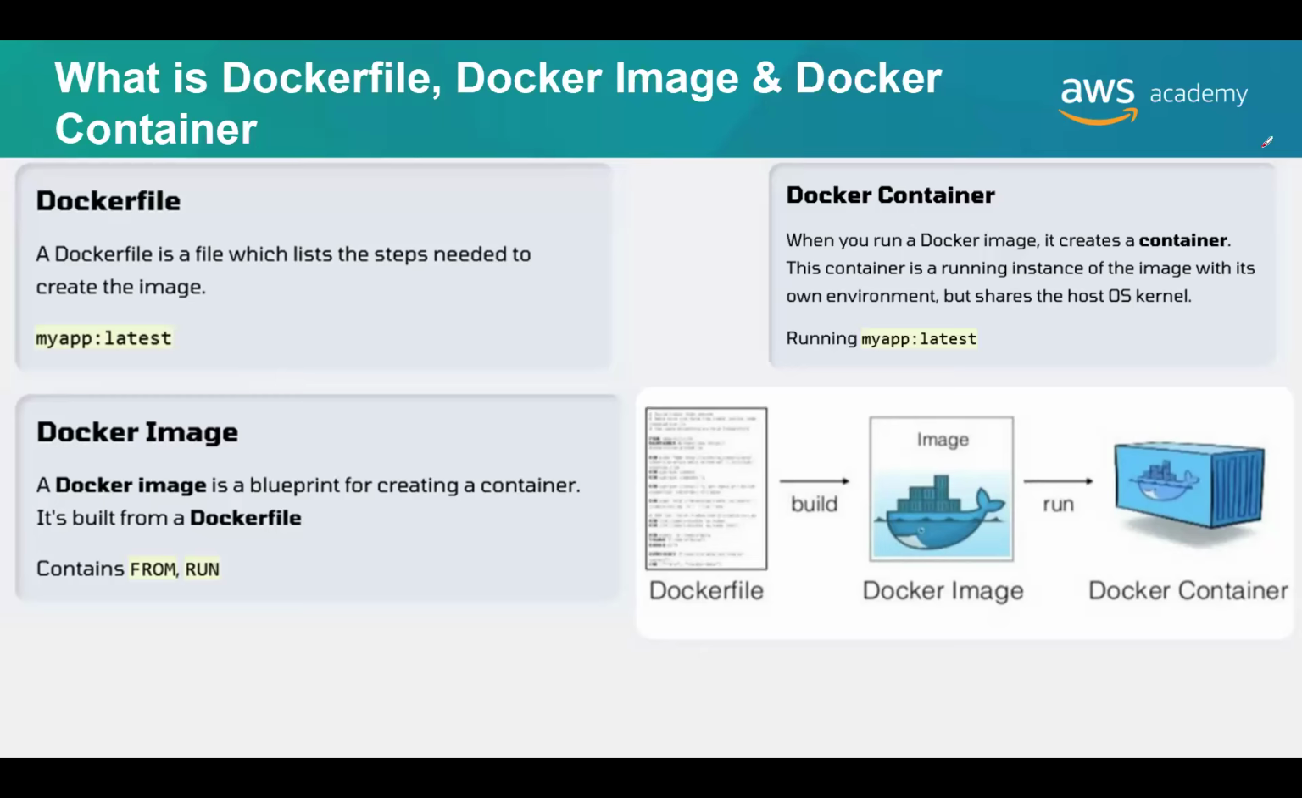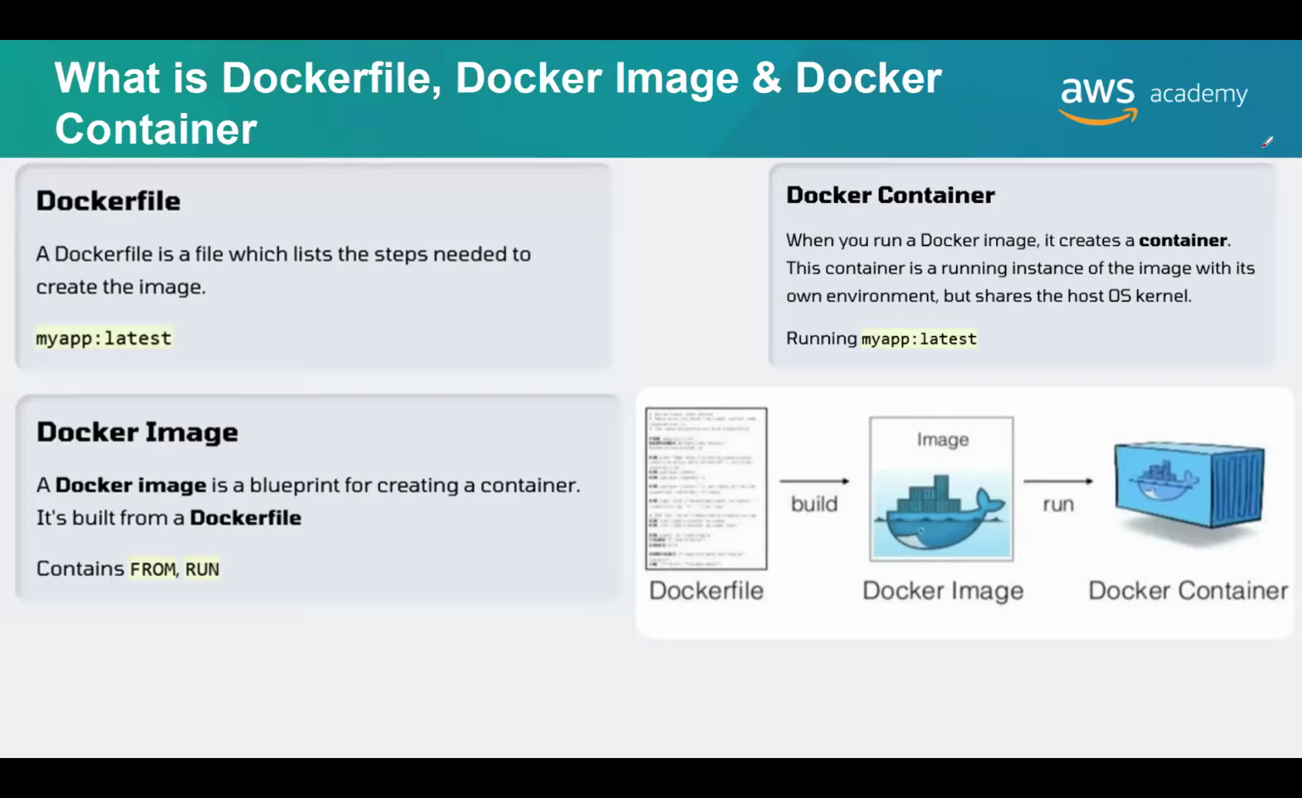So how to write this? It will always come like myapp:latest. That means whatever you write in the Dockerfile, it will read step by step, and then it will get executed.